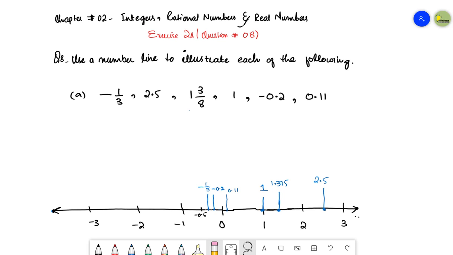One more thing is that you can write the fractional value directly over here, that is 1 3/8, instead of the decimal value. You can directly write the fractional value.